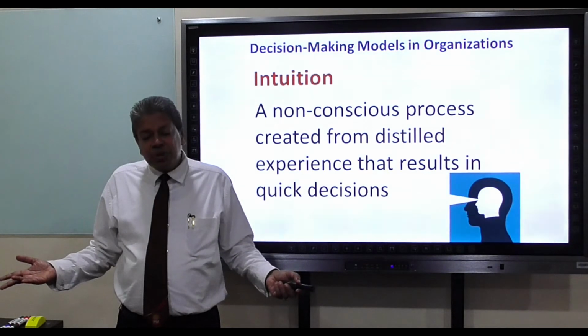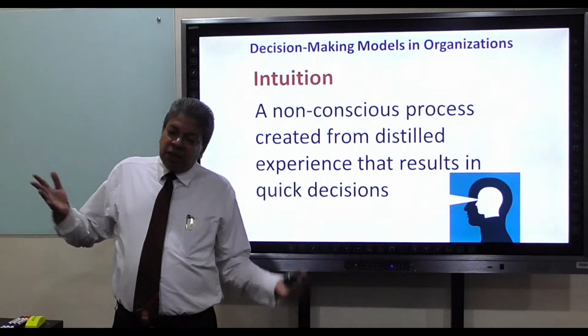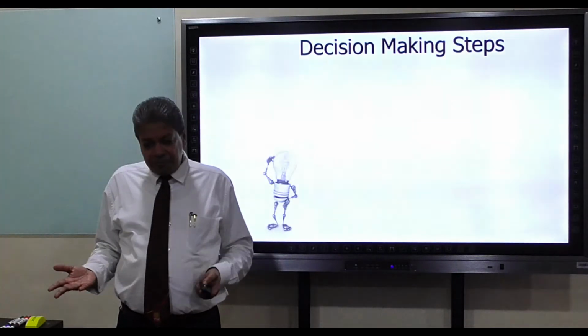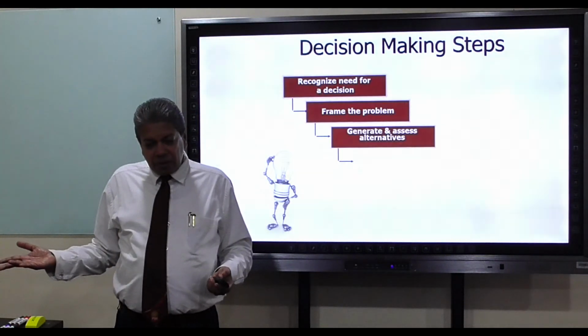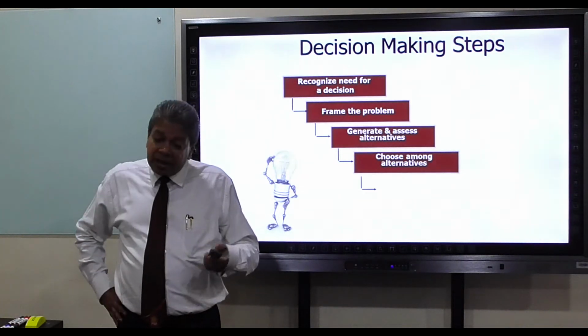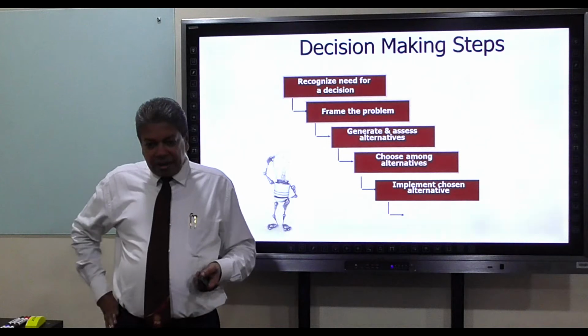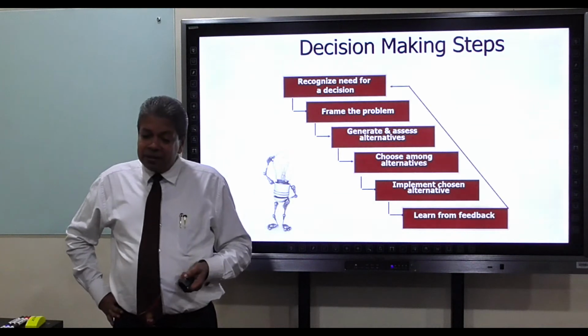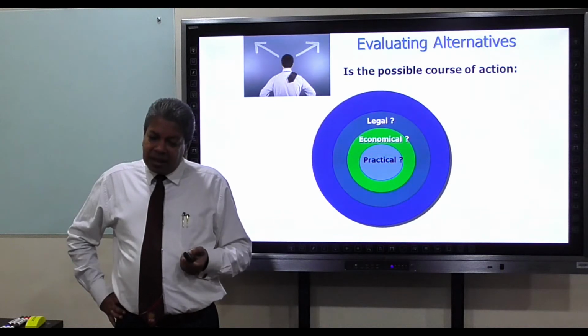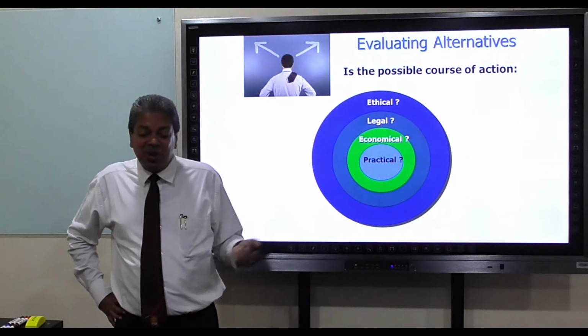And the other one is intuition. So we need to have information based bounded rationality and intuition. So that's what we do. Decision-making steps: recognize the decision, frame the problem, generate alternatives, choose an alternative and implement, and also learn from feedback. So we look at evaluating alternatives: practical, economical, legal and ethical. 4 things you need to ask.